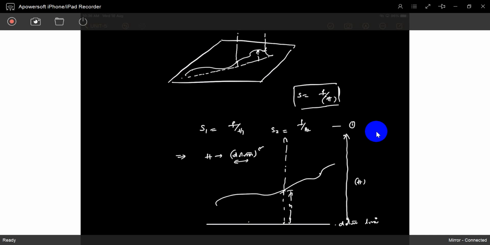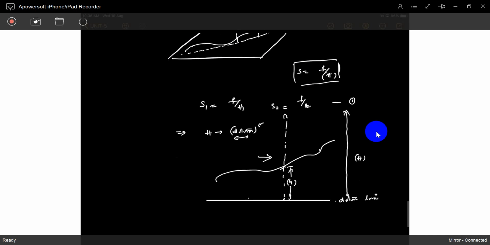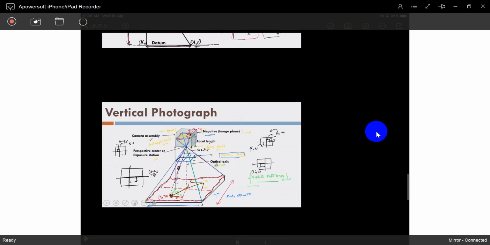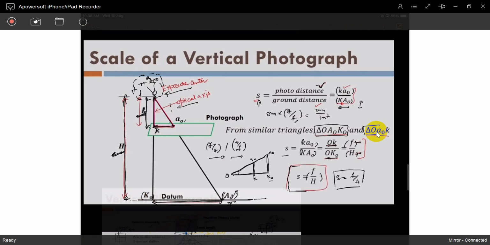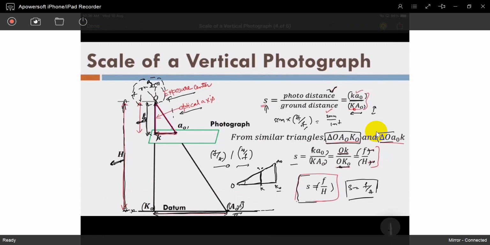If you want to take photographs or collect data, they will say it is all relative to mean sea level, which we know. So how much height is that surface from mean sea level, directly? This is h. If you want to capture photographs of this surface, the scale is calculated with exactly this height. H means that exact point.